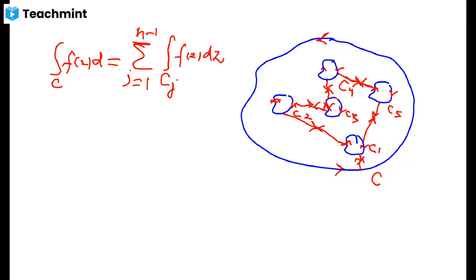So this can be generalized to any finite number of poles in a domain D. So this way we now have all the required information about Cauchy's theorem, that for any type of domain we have a version of Cauchy's theorem which holds true. Is it okay? Do you have any question about it?